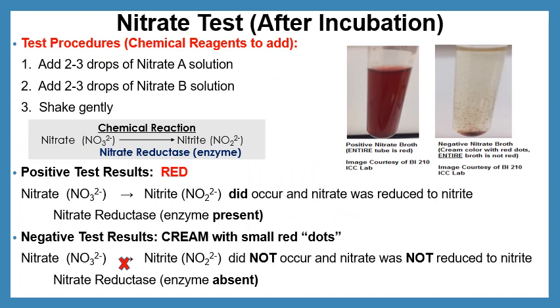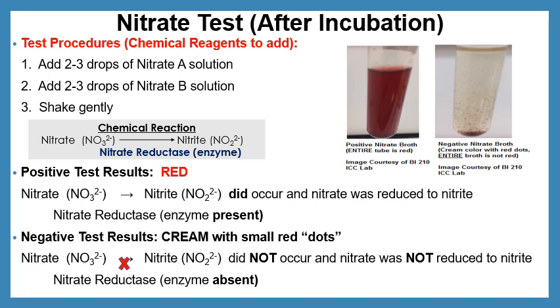This slide shows what happens after 48 hours of incubation. The test procedures for the nitrate broth are to add the reagents nitrate A and nitrate B. It should be noted that these are very toxic chemicals, so this should be done in the hood wearing safety glasses and gloves. So to your 48-hour incubated nitrate broth, you're going to add 2 to 3 drops of nitrate A solution and 2 to 3 drops of nitrate B solution. Then very gently shake the tube to uniformly distribute all of the solutions so they can get mixed up.